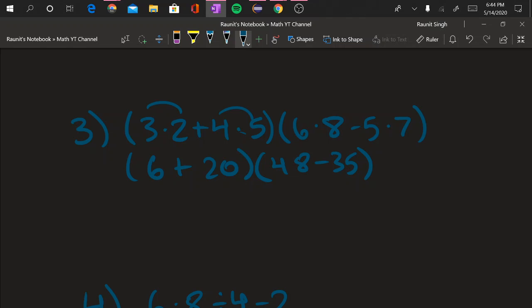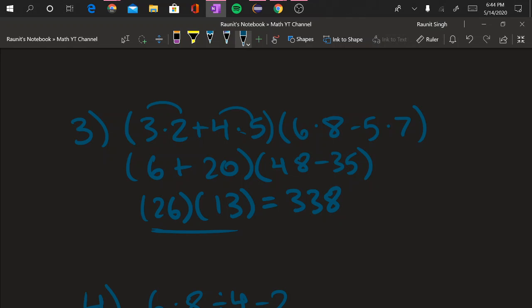Now we're going to simplify. So 26, and then this is 13, right? Yeah. Okay, and then this is going to be equal to 338. Now, we have parentheses, and in order to break the parentheses open, you're going to have to multiply, which we did here in this last step.